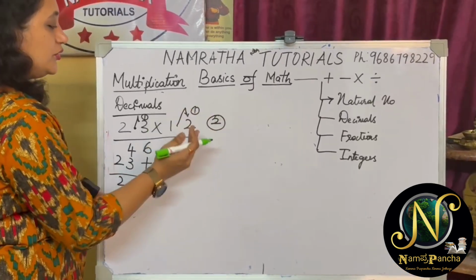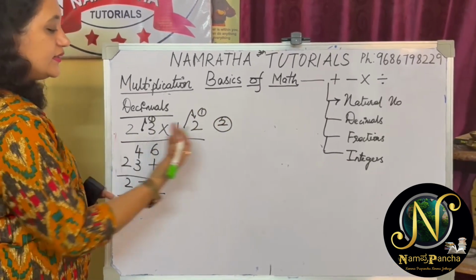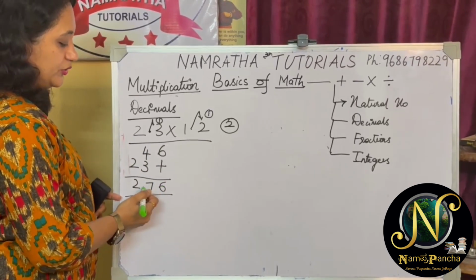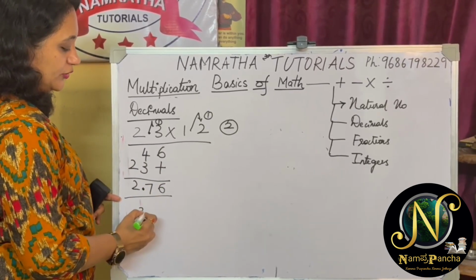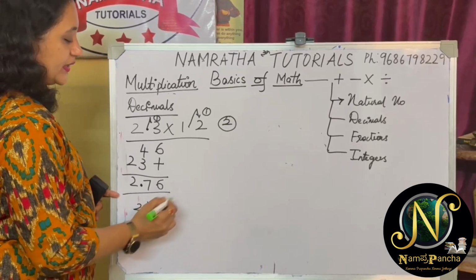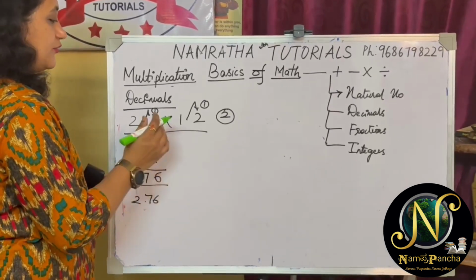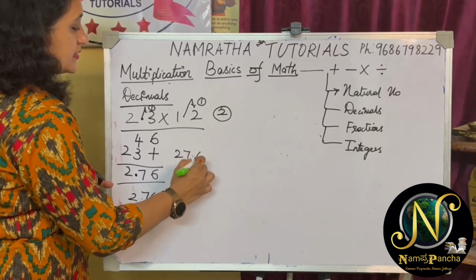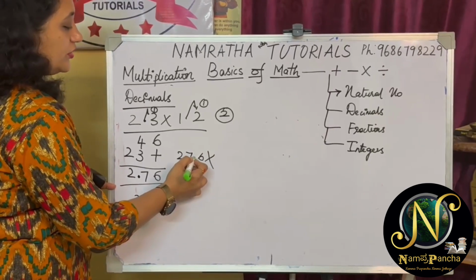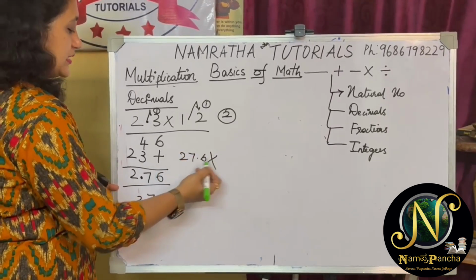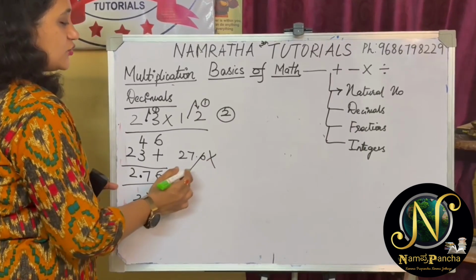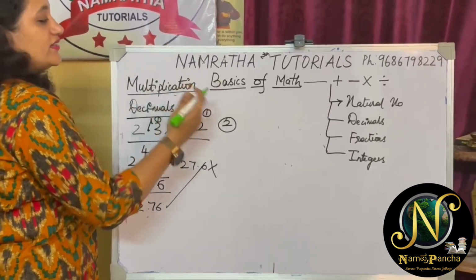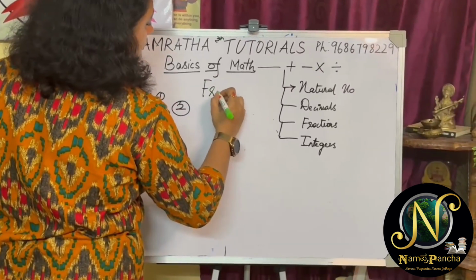You have to count two numbers from your right hand side, that is from the ones place, and place a point. So 1, 2. So it will become 2.76. Same way if you get confused and if you place the point from right side, it will become 27.6, which is wrong. There is a lot of difference between 27.6 and 2.76. So be very careful while placing the point. Now let's go to the fractions.